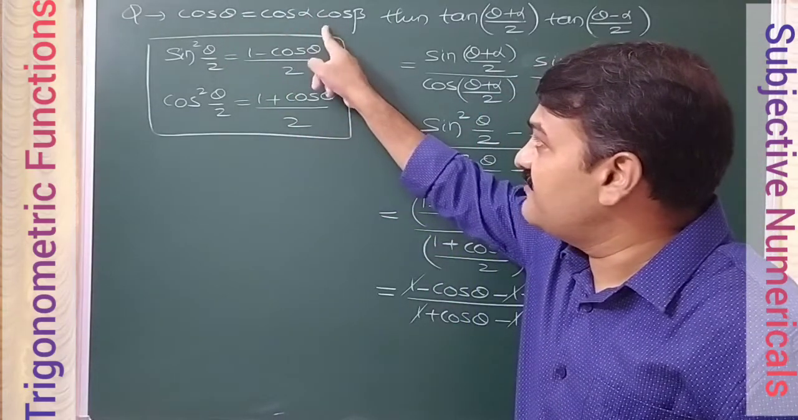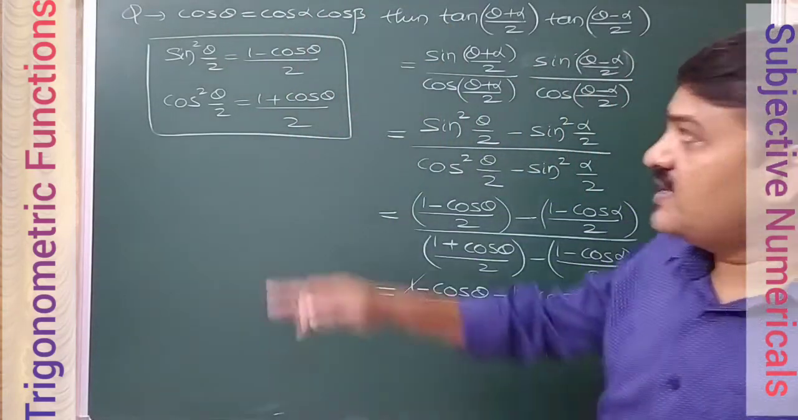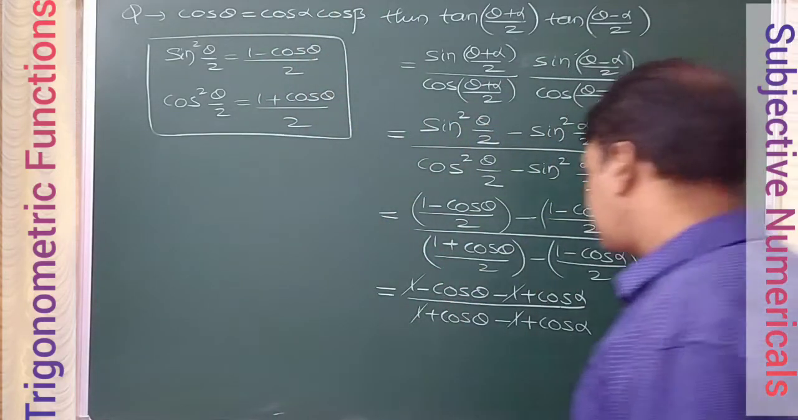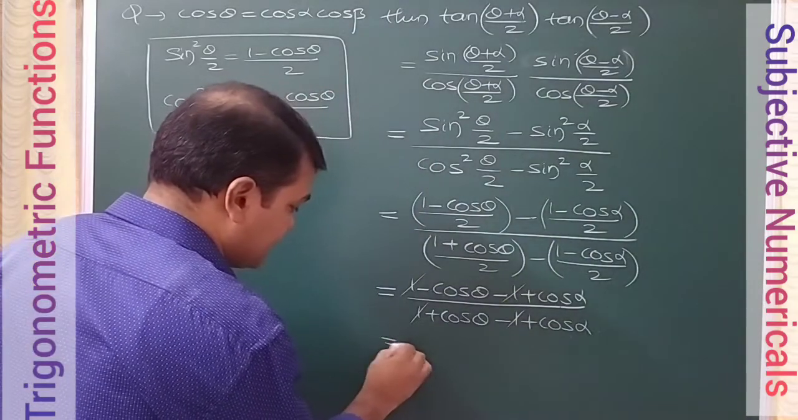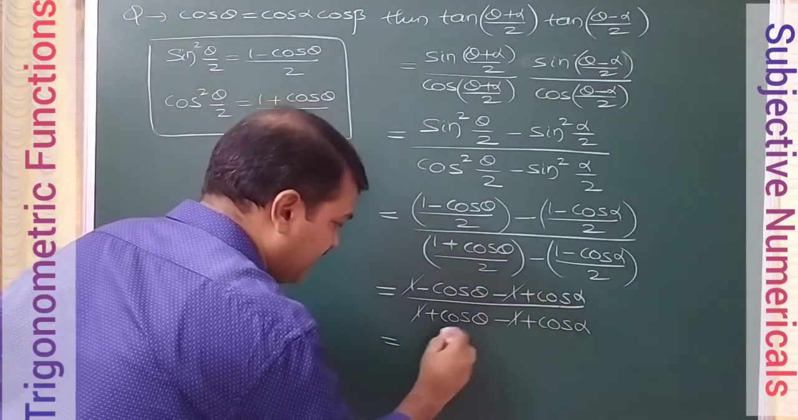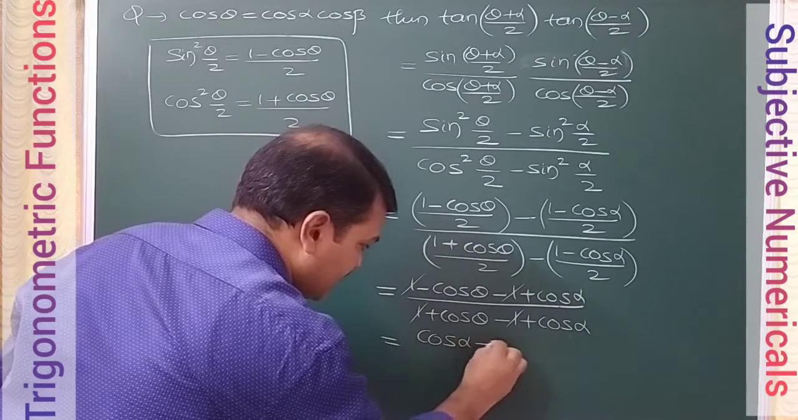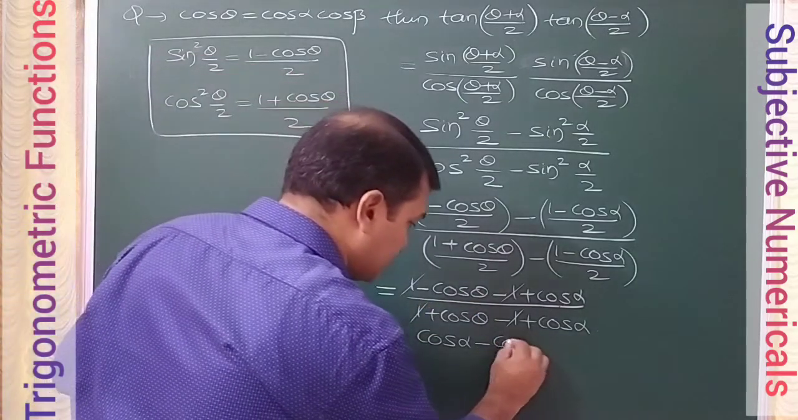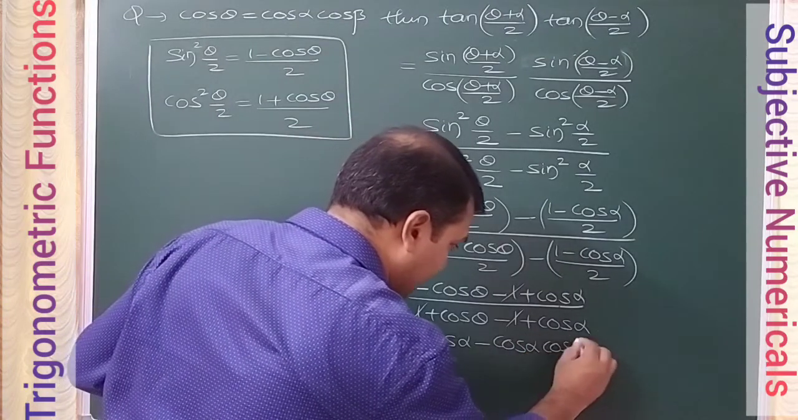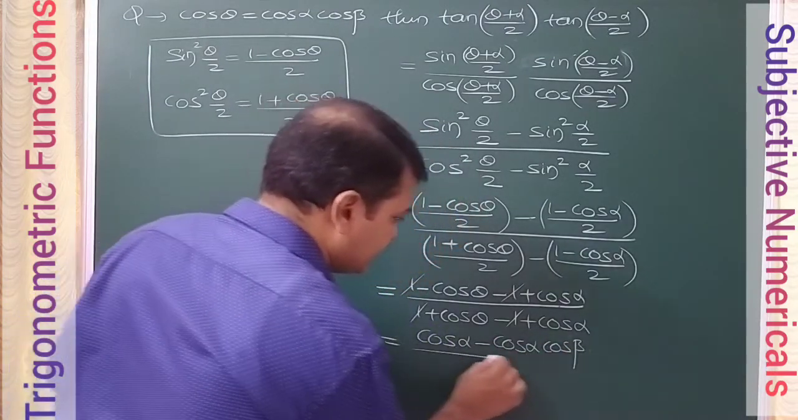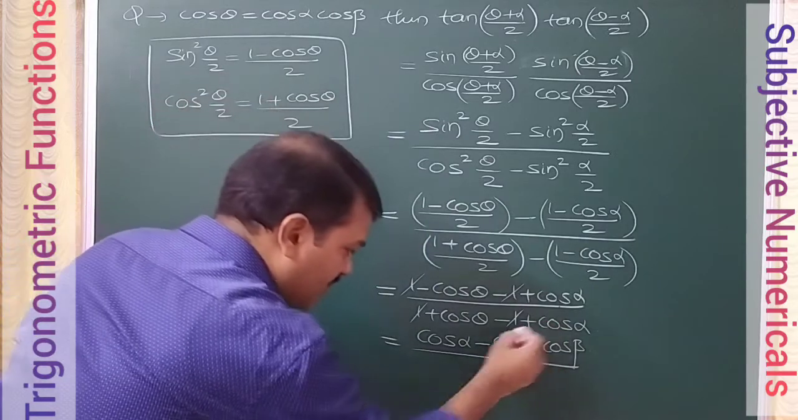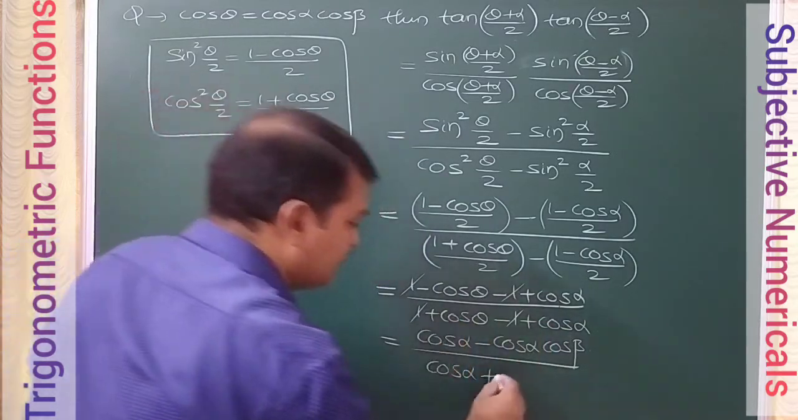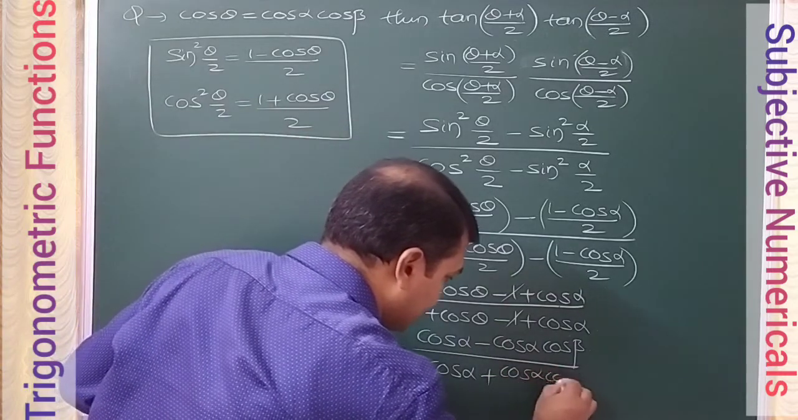will use this information which is given. Cos theta replaced with cos alpha cos beta now. So I can write like this. Just observe carefully. First I will write cos alpha minus cos theta. So what is cos theta? Cos alpha cos beta. Denominator cos alpha first I am writing plus cos theta. That means cos alpha cos beta.